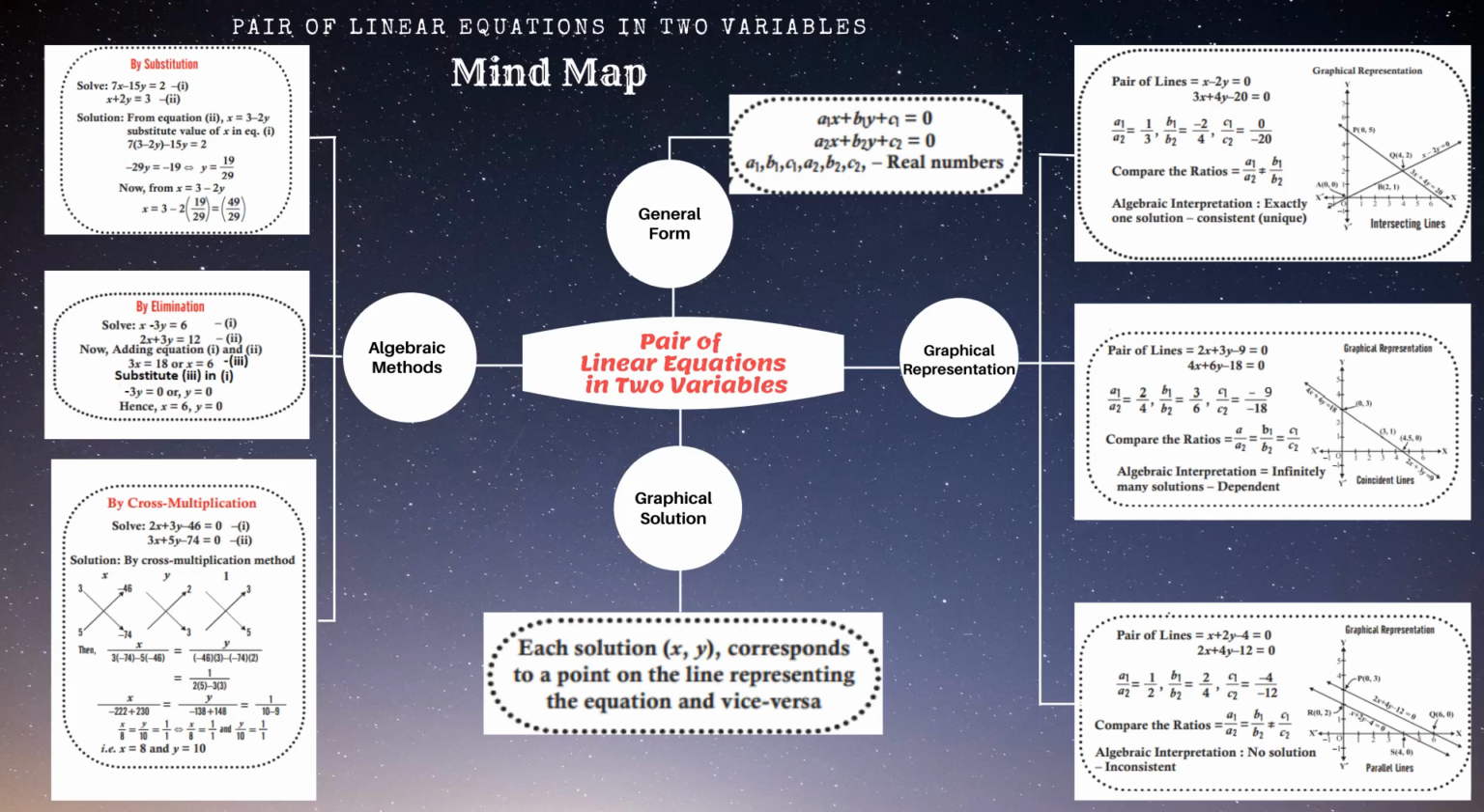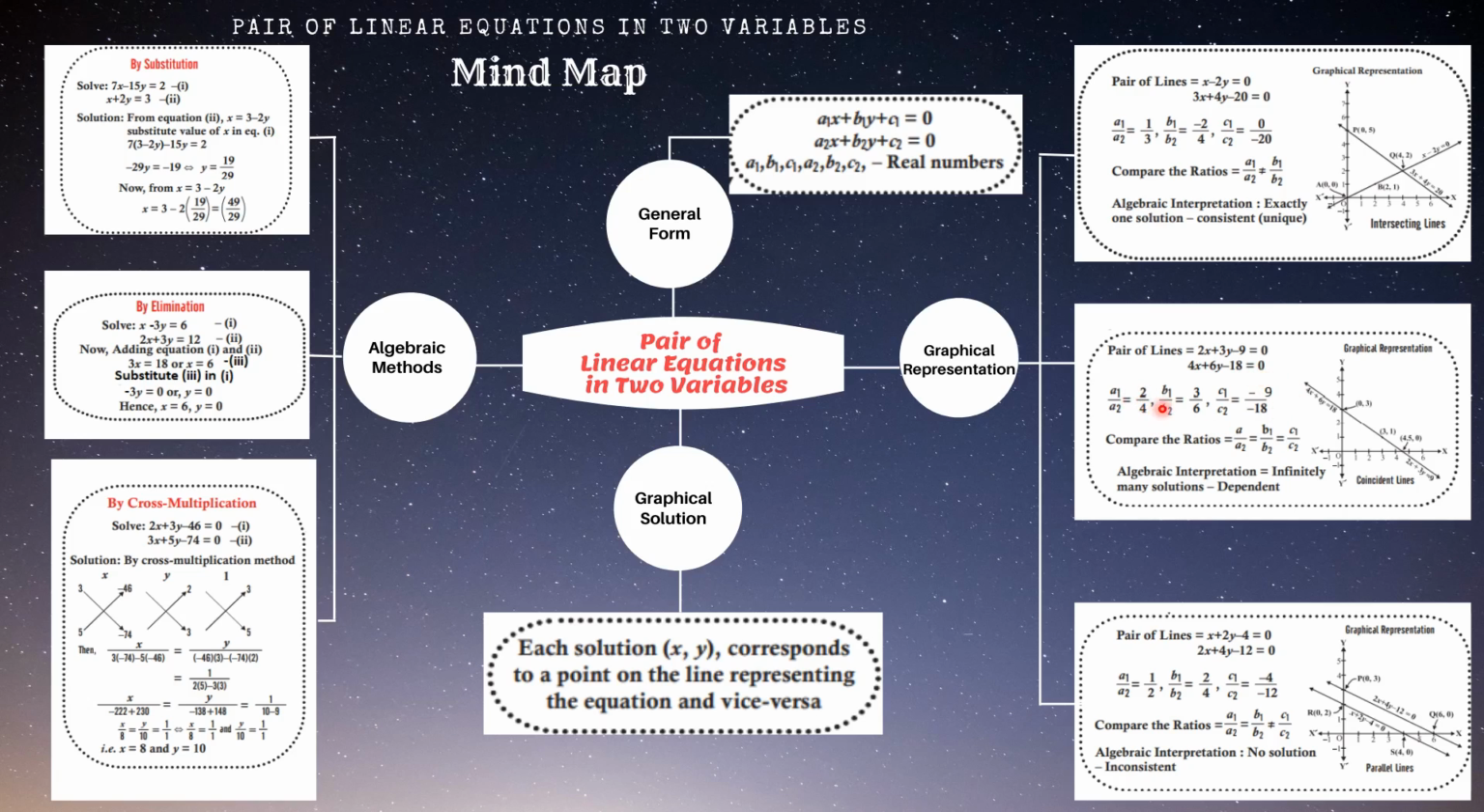So moving on to the next one, if we look over here, we have a pair of lines 2x plus 3y minus 9 equal to 0 and 4x plus 6y minus 18 equal to 0. Once again we compare it with our general form ax plus by plus c equal to 0, and we get a1 upon a2, b1 upon b2 and c1 upon c2. a1 upon a2 is 2 upon 4 from here, b1 upon b2 is 3 upon 6, and c1 upon c2 is minus 9 upon minus 18.